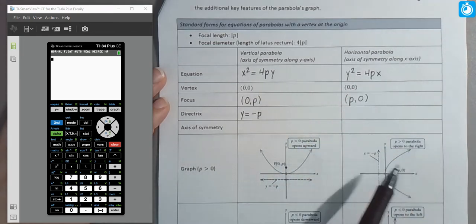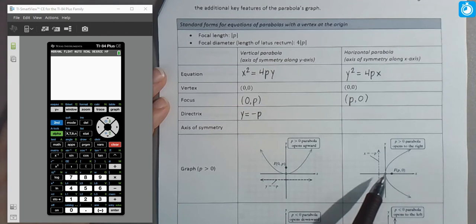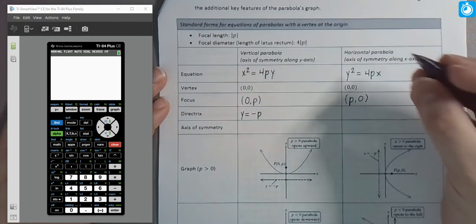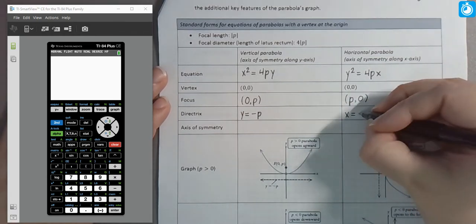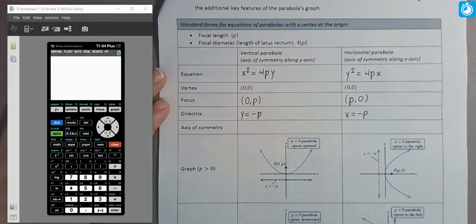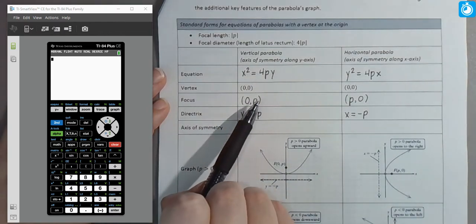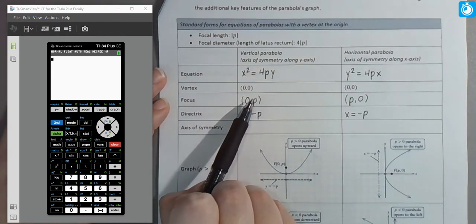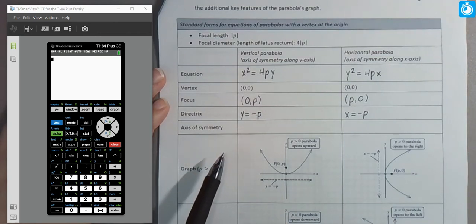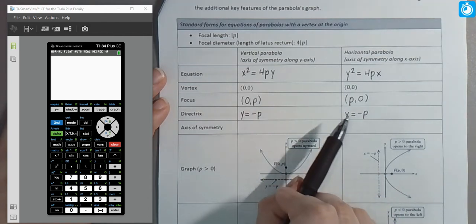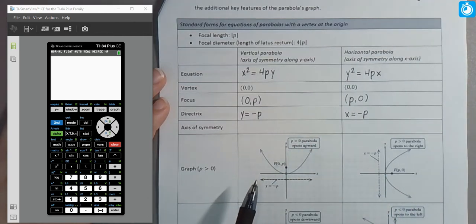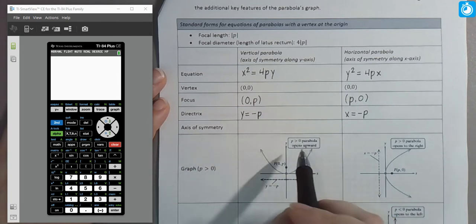Now, if we're talking about a horizontal parabola, our axis of symmetry is horizontal, which means the directrix is perpendicular to that, and it's going to be vertical. So any vertical line is going to be of the form x is equal to a number. And again, it's going to be x is equal to negative p. So notice if we're adjusting the y coordinate for the focus, the directrix is of the form y is equal to. If we're adjusting the x coordinate to get the focus, then the directrix is of the form x is equal to.